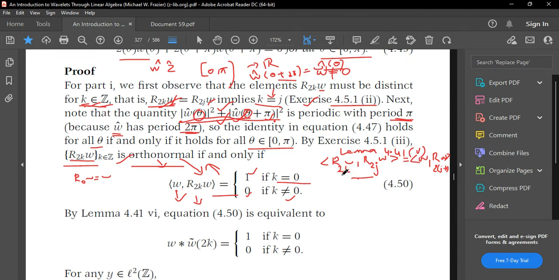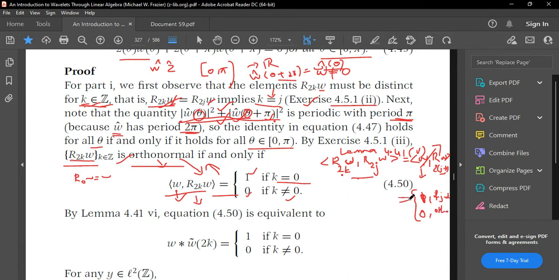Okay, this inner product of R2KW and R2JW is equal to the inner product between W and R2 into J minus K W. What is this quantity? This quantity we have written here. If the index here is equal to 0, then the value will be 1. That is, from here we can write it will be 0 if the index is not 0. Index is 0 means J minus K is 0, which means J is equal to K. So it is 1 if J is equal to K, and 0 otherwise.